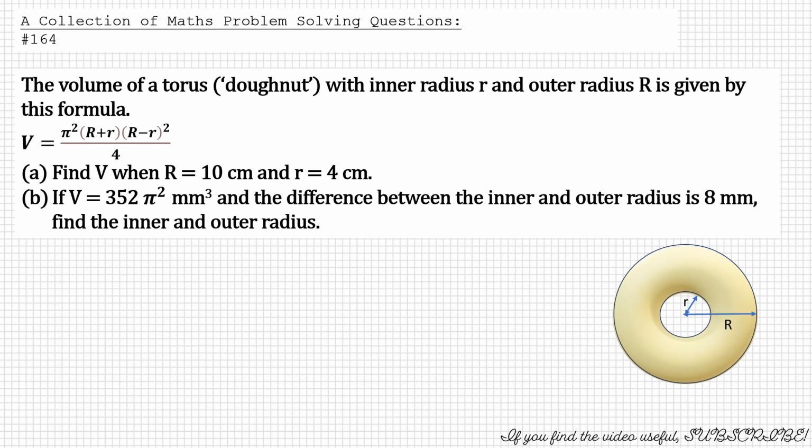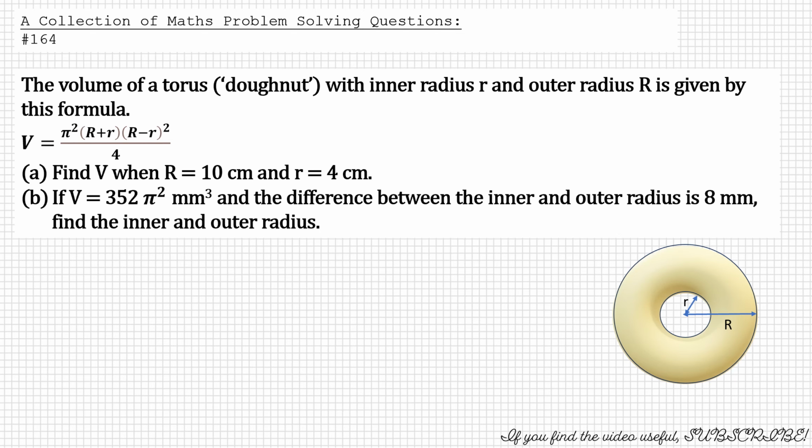The volume of a torus or doughnut with inner radius small r and outer radius capital R is given by this formula. So we have to find V, the volume, when capital R equals 10 centimeters and small r is 4 centimeters. And for part B, if capital V, the volume, is 352 pi squared millimeters cubed, and the difference between the inner and outer radius is 8 millimeters, find the inner and outer radius.